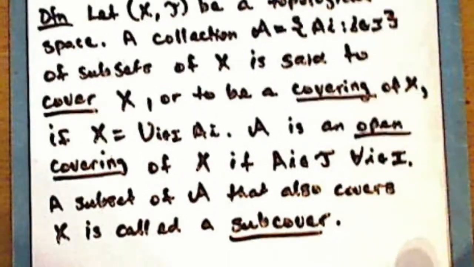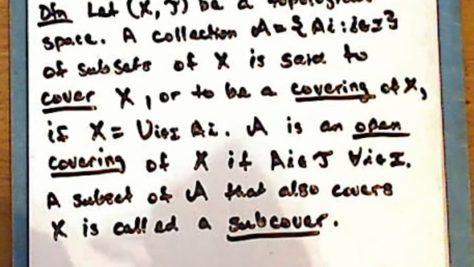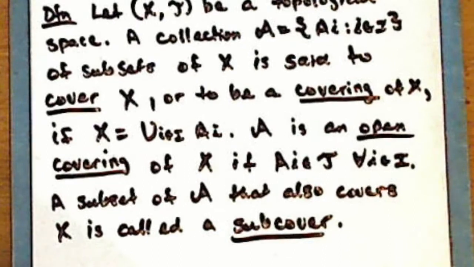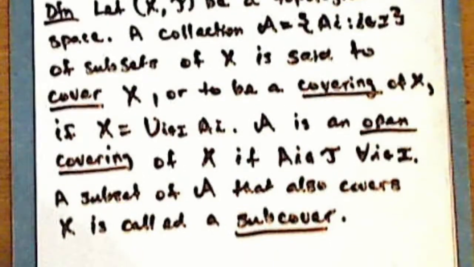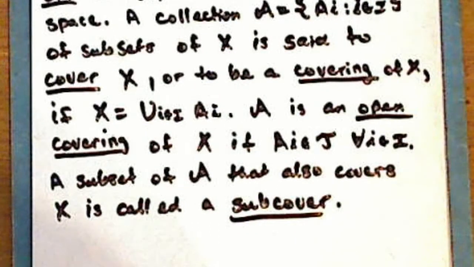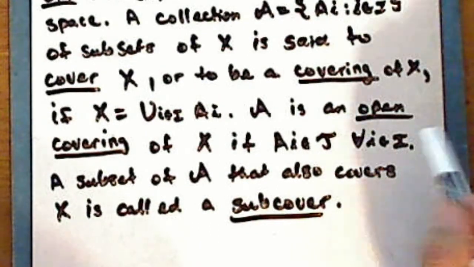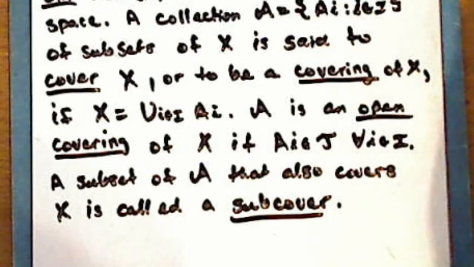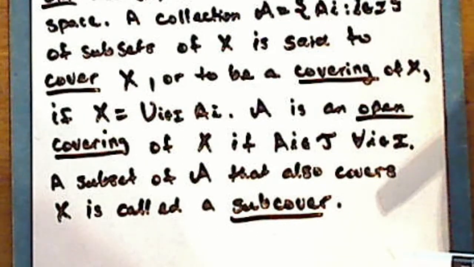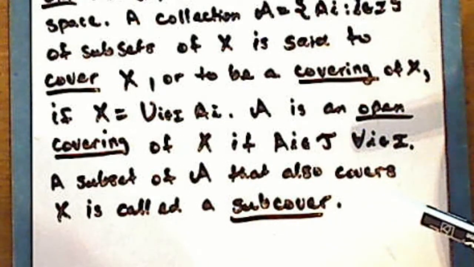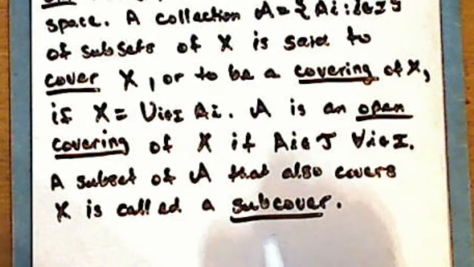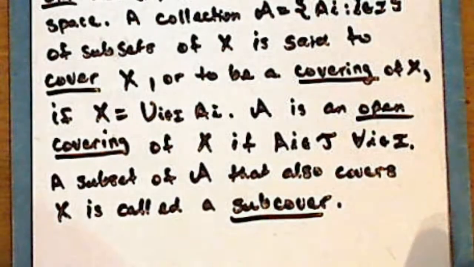Alright, so notice that for any topological space, the basis itself is a covering of the space, because it does indeed span the space. And if that basis is an open covering, and there is a subset of any given cover that also covers the space X, we call that subset a subcover. Right?